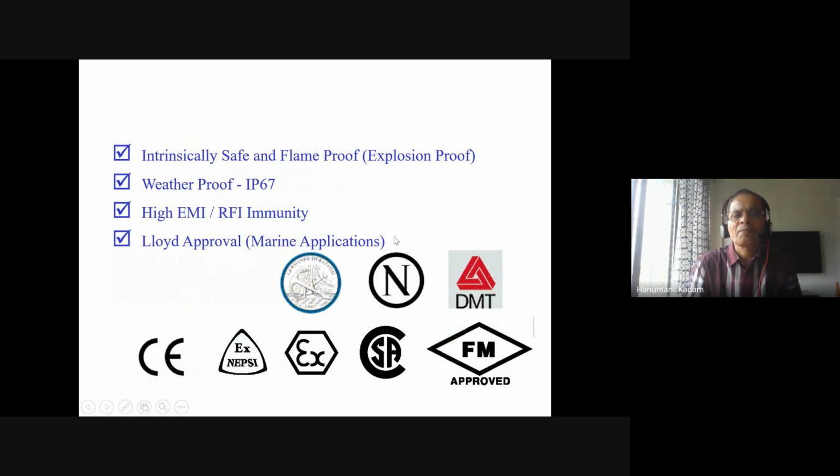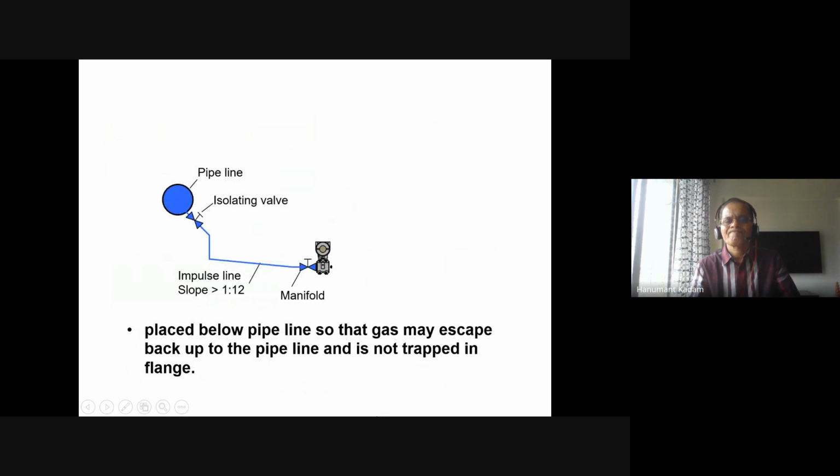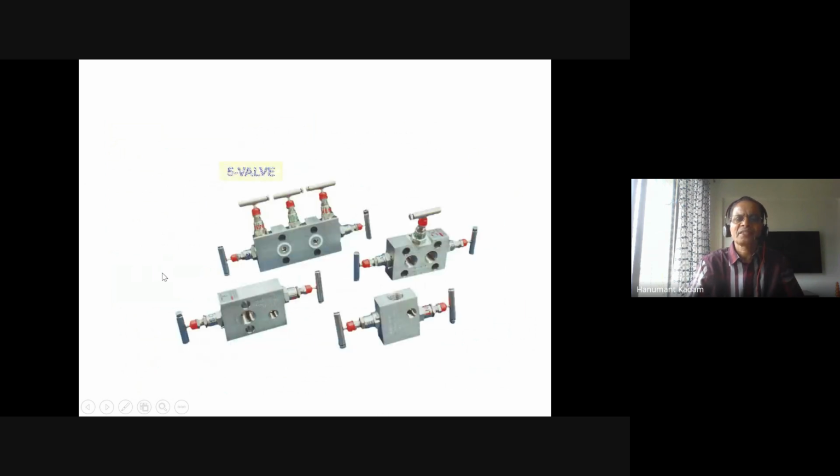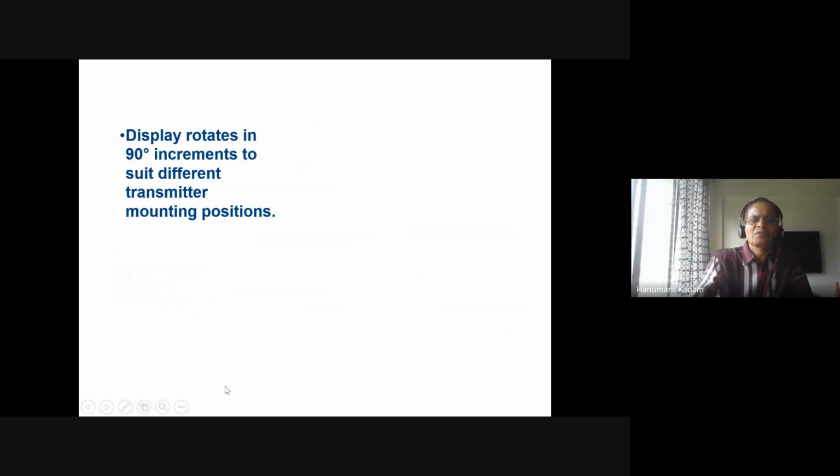So intrinsic safe and flameproof, explosion proof, weatherproof, high EMI, RFI immunity, Lloyd approval, like this. Some logos of those organizations are there: FM, CE, CSA, EX, like this. You can have an equivalent; any you can take. So this is about a transmitter. This we discussed, I think, last year, but manifolds and all. I'm just going fast.